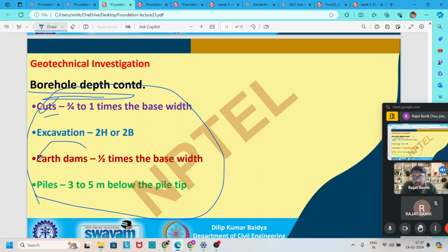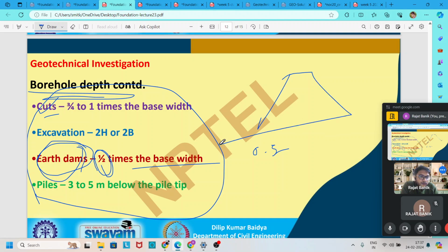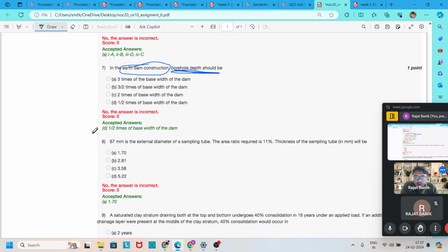And in our question, it is asked for an earth dam, which is equal to 0.5 times the base width. That means if we construct an earth dam with width B, then our depth of borehole should be 0.5 B. So our correct option is option D, half times the base width of the dam.